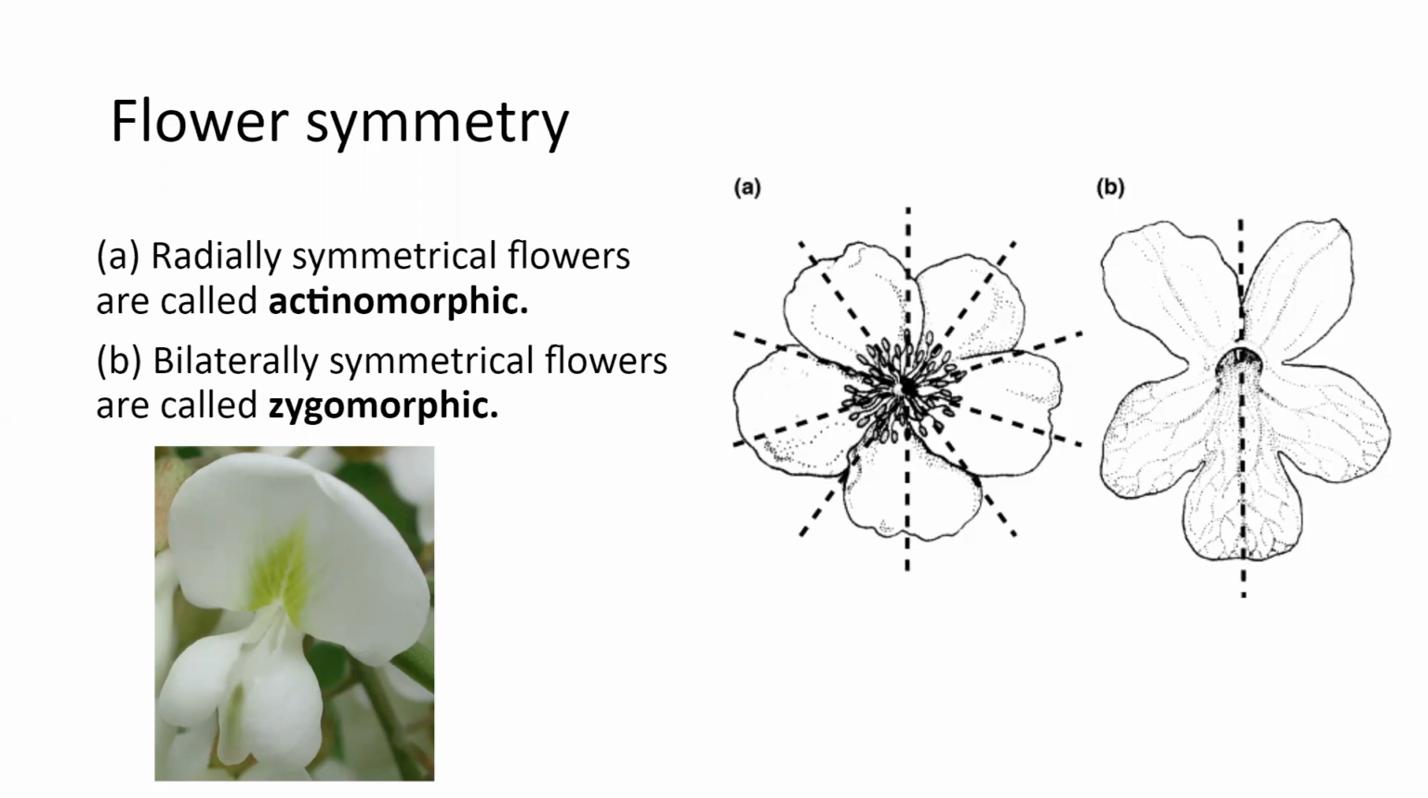These are flowers that still have symmetry, but are really only divisible on one plane. So some of those pea flowers, like the example of Robinia pseudoacacia in the photograph, you can see has this bilateral symmetry. And so we would call those flowers zygomorphic. That's an indicator of a more specialized or more evolved flower.